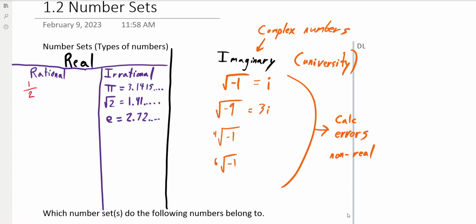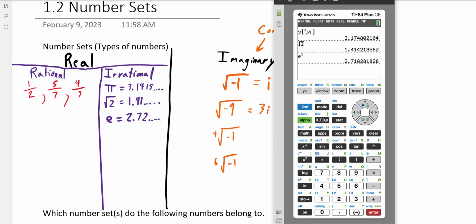So 1/2 counts. So does 5/7. So does, let's say, 4/3. Okay, so if it's bigger than 1, that's allowed. If it's less than 1, that's allowed. If it has a repeating decimal, like 4/3, that's allowed. So you can see this here is repeating, that's okay.